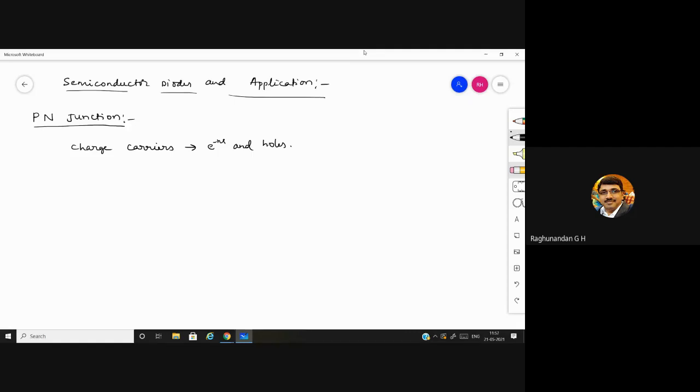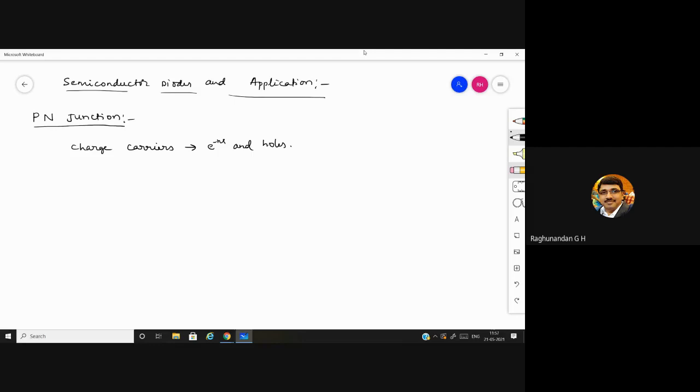Electrons are the ones which carry the negative charge, and holes are those which carry the positive charge. That's why we say electrons are negatively charged particles and holes are positively charged particles. So always, electrons indicate negative charge and holes indicate positive charge.